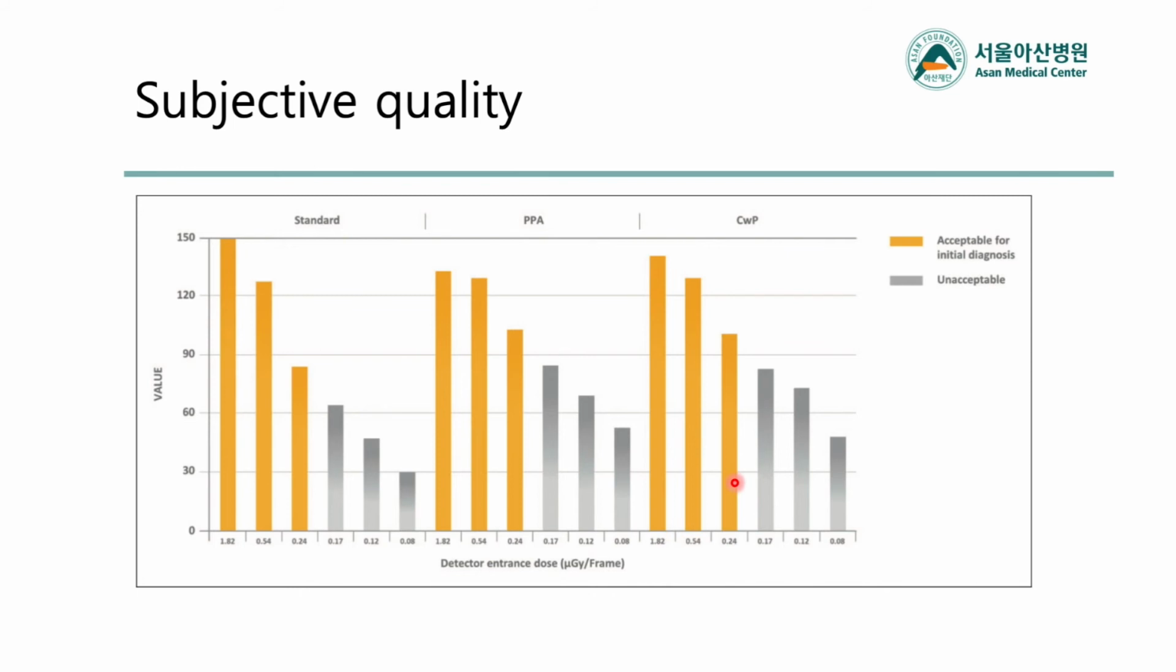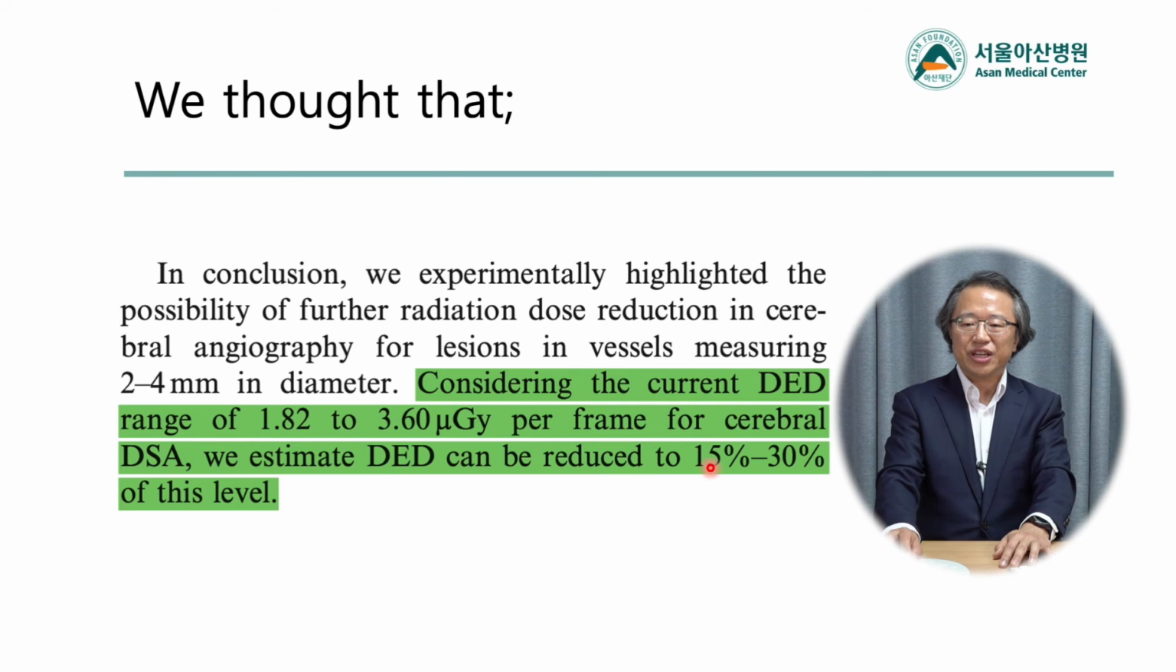Interestingly, we asked five angiographers for their perception of each image quality, whether the quality is acceptable for initial diagnostic photos of unruptured aneurysms. Acceptable results, with a yellow color, were seen when we applied entrance doses of higher than 0.24 microgray per frame, the yellow ones. As the conclusion, we found that entrance dose can be reduced down to 15 to 30% of the current setting, especially for the aneurysm study.